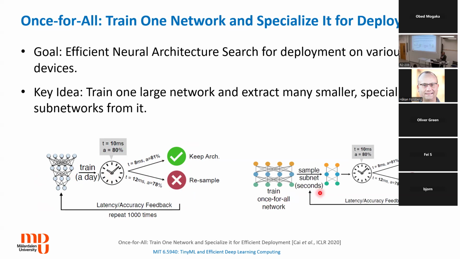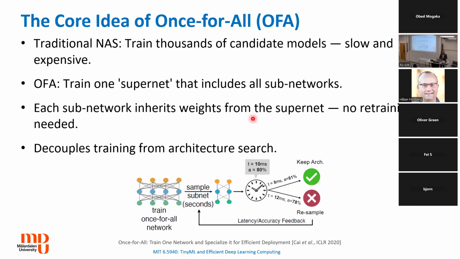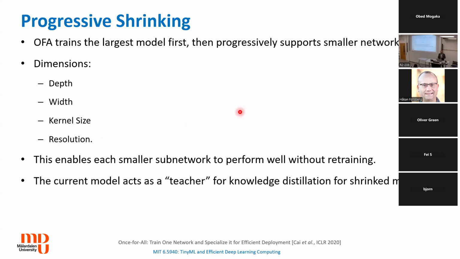But this method shows us that we have a big network, we sample a subnet, and we have some proxy way, a surrogate model, of determining what the accuracy of this subnet would be. So we don't even need to actually evaluate this model. We have a smarter way of predicting its accuracy, and we will talk about that. So this decouples training from search, as we said.